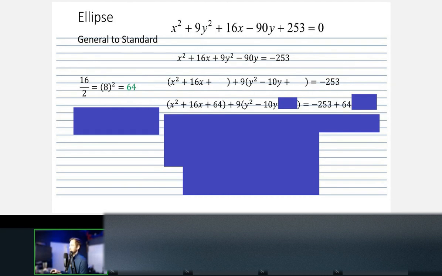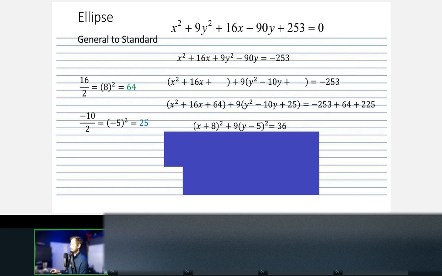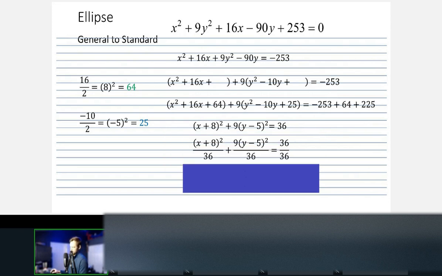We are then taking that negative 10, we're dividing by 2, and then we are squaring it, and that's how we get 25. So we're adding 25 here, but don't forget, we're not just adding 25, we're adding 25 times 9 to both sides. So this number is what, that 225? We're actually adding 225. And then we combine like terms on the right side, and we have to factor the groupings on the left to get down to that. And then our last step is to divide everything by 36. And then that's how we get to the final answer.